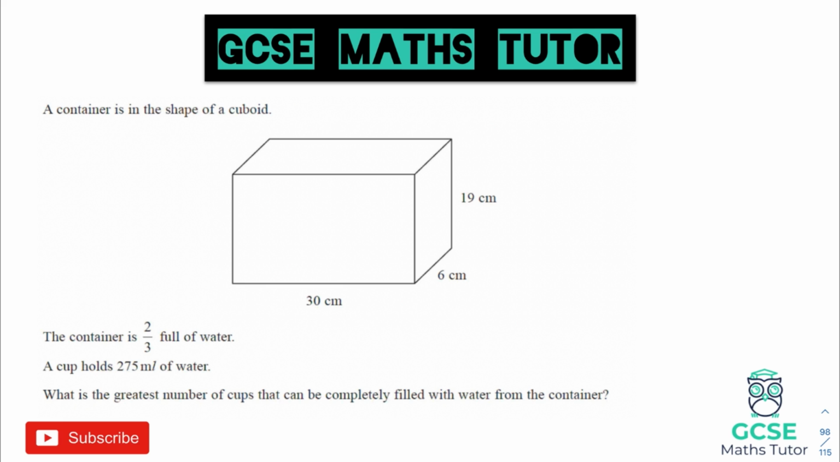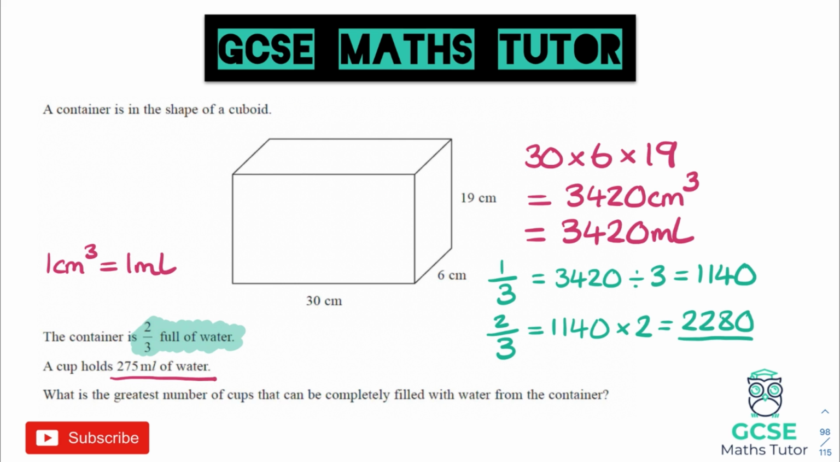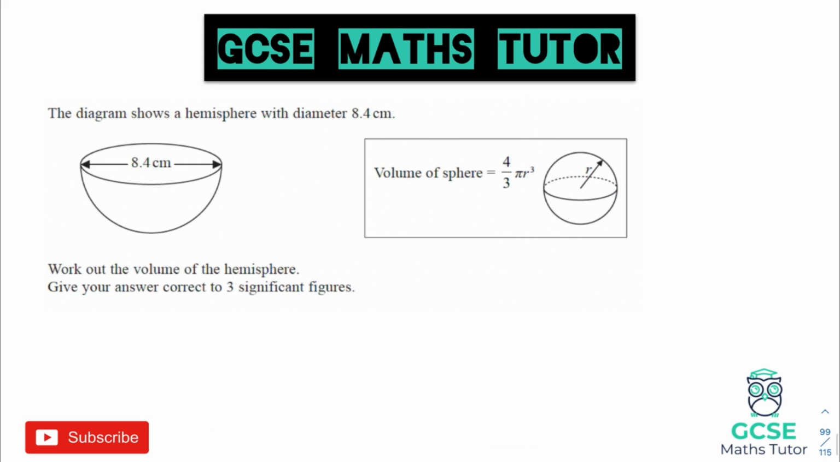You may have some slightly more complex questions where you are looking at unit conversions. This one was the volume of a cuboid, but it was talking about millilitres. 1 centimetre cubed is equal to 1 millilitre. So once we got the volume, multiplying them together, it wanted it to be 2/3 full. So working out a fraction of an amount, dividing by 3 and timesing by 2, told us there was 2,280 millilitres. From there, it wanted to know how many cups could be filled, so dividing by the amount in each cup told us 8.29, which we would have to round down to 8 as only 8 can be filled.